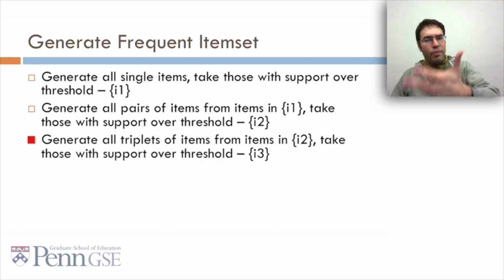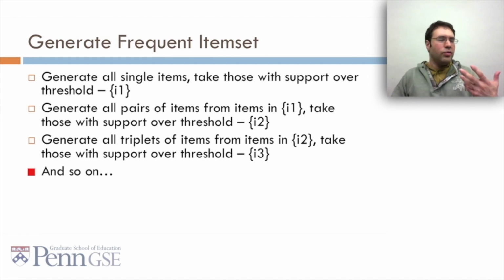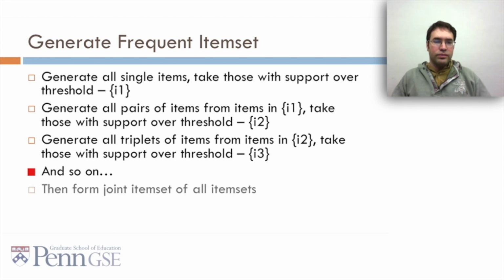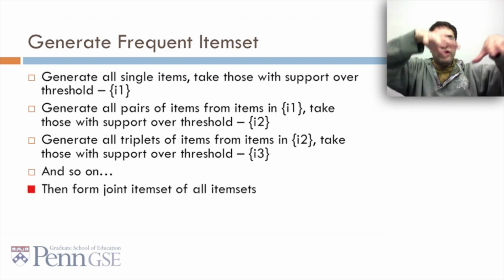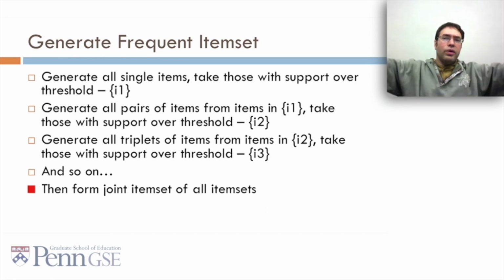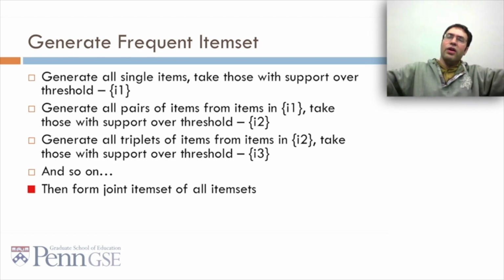Then you generate all triplets from those items, and you take those with support over the threshold. And you just keep doing this until you don't come up with an item set that has anything with support over the threshold. And then you form the joint item set of all item sets. So anything that was frequent enough, you're going to keep. You're going to put them all together. Length 1, length 2, length 3, and so on.